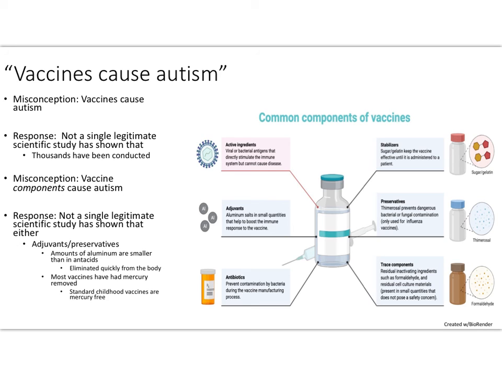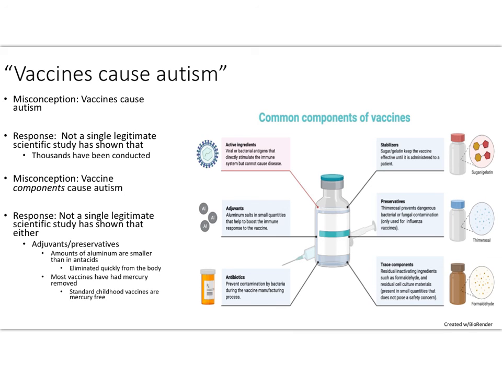And keep in mind that even after the mercury was removed, the rate of autism continued to rise. If mercury were directly causing autism, then once mercury was removed, we shouldn't have seen any more cases of autism. But we did, and we do, and in fact, the number of cases per year has been rising since we removed the mercury.